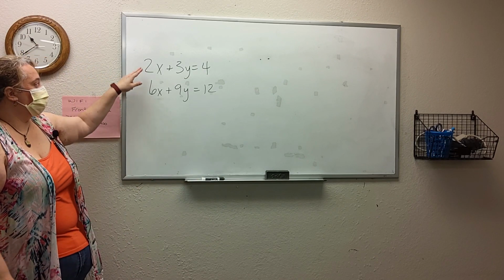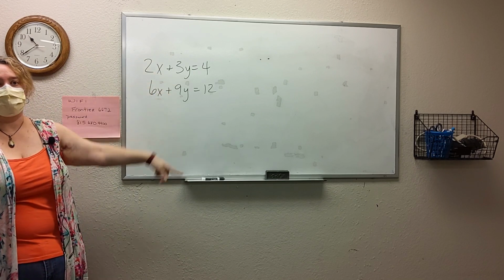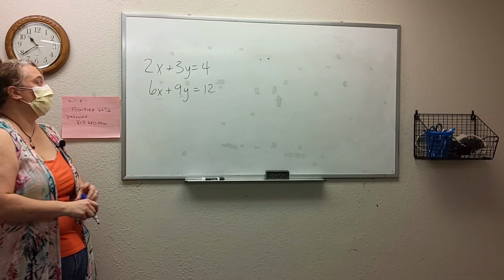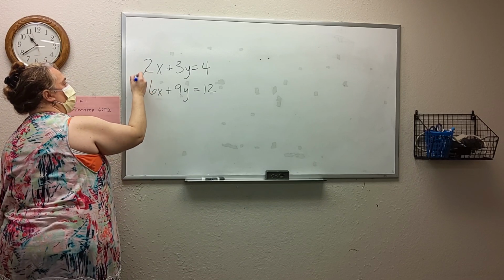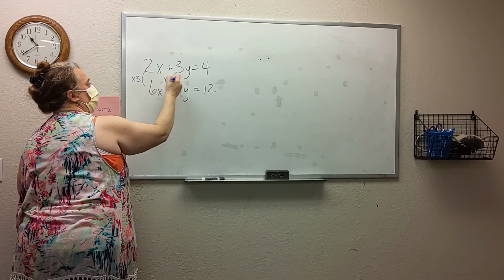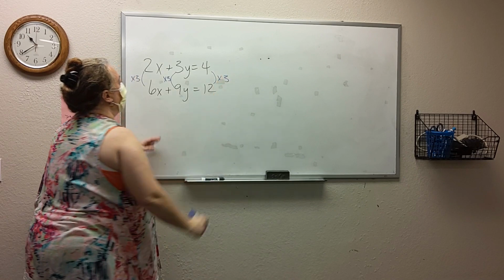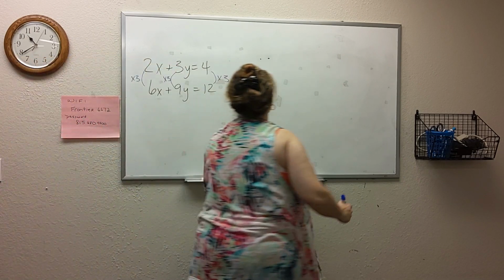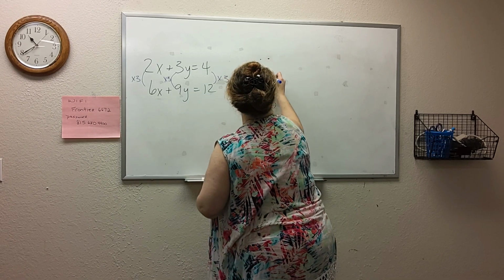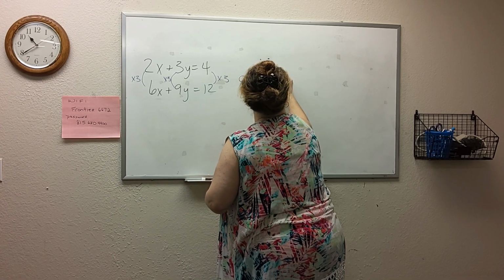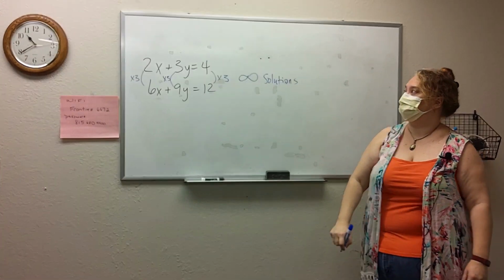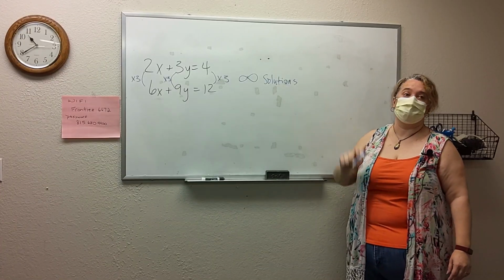What's your pattern here? How'd you go from 2 to 6, 3 to 9, and 4 to 12? You're just multiplying by 3, right? And that's true all the way across. This is times 3, this is times 3, this is times 3. Okay. If you have a pattern that runs in all 3 places, that means that there are infinite solutions to this set of equations. Okay, so if you have the same pattern everywhere, this is infinite solutions.